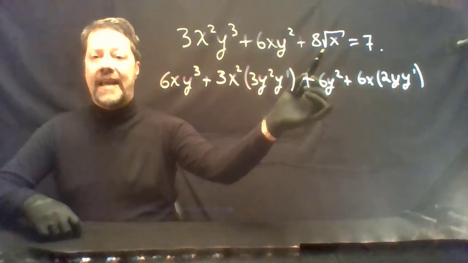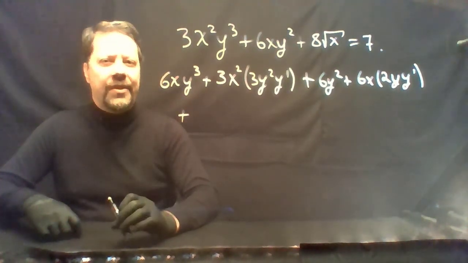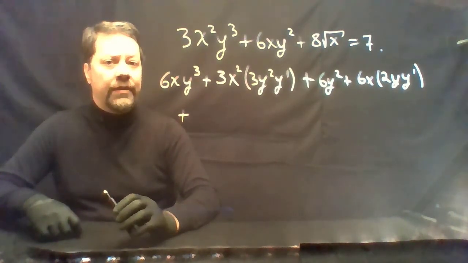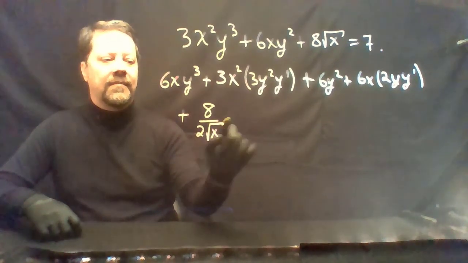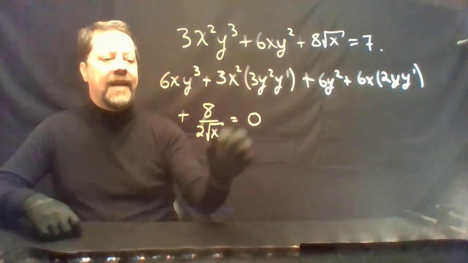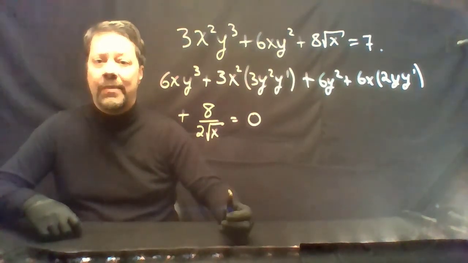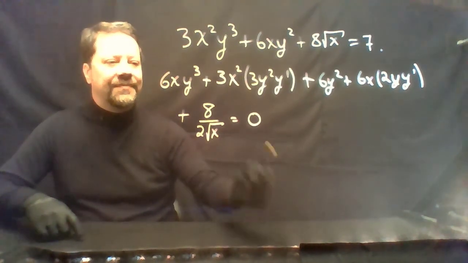The derivative of 8 root x. Remember, I want you to memorize the derivative of square root of x. The derivative of square root of x is 1 over 2 root x. So you get 8 over 2 root x, and then the derivative of the right-hand side is 0, because the derivative of any constant is 0.